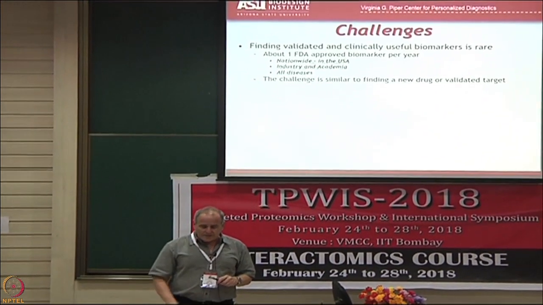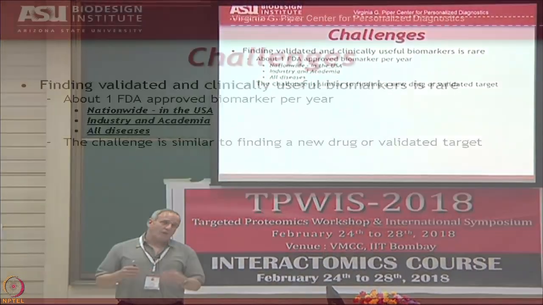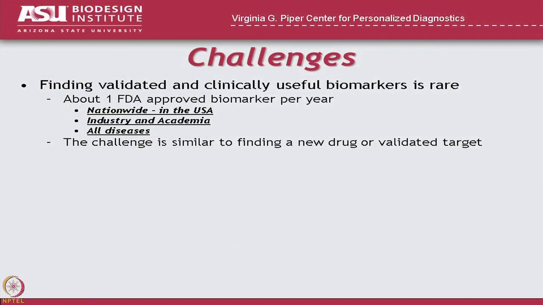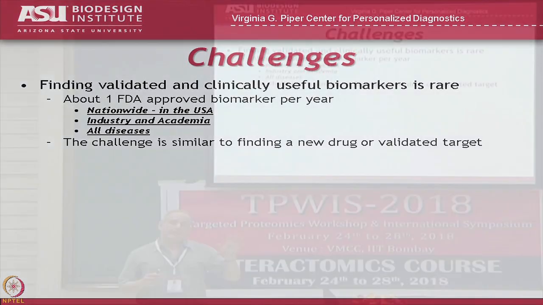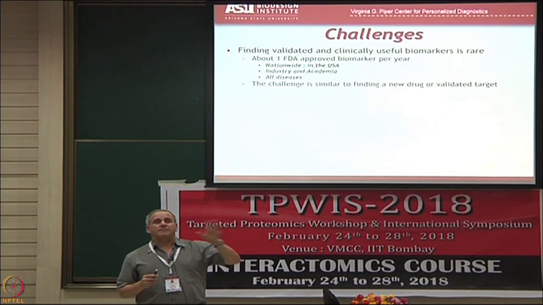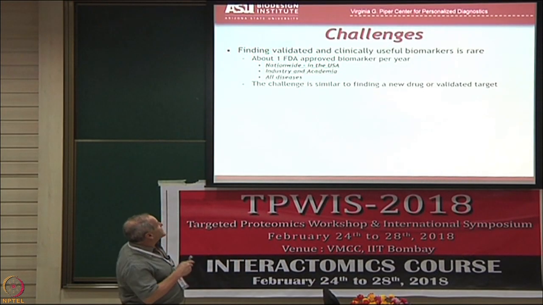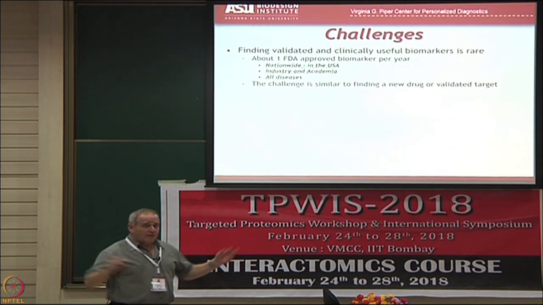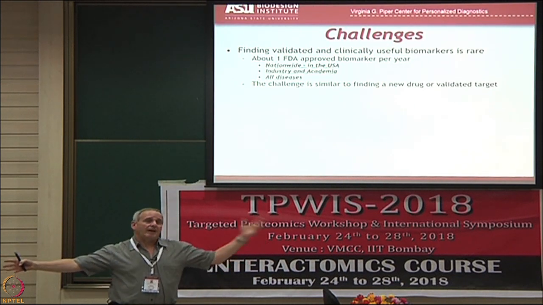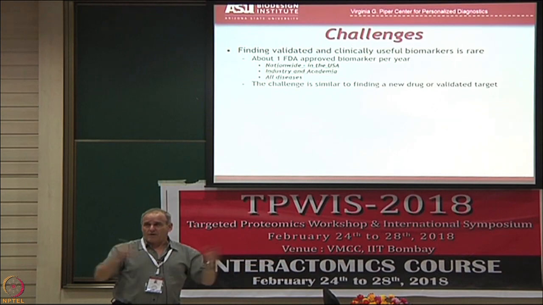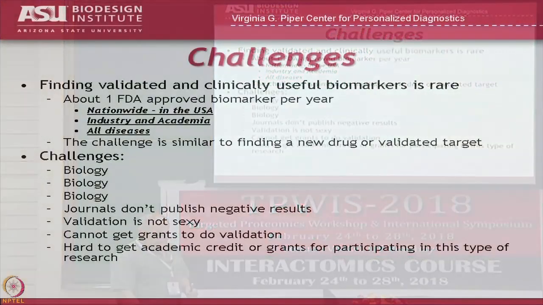Okay, so lots of challenges. Finding a good clinically useful biomarker is very rare. These days in the US, on average, maybe 1 to 2 biomarkers a year will succeed in making it through the FDA. So this is very, very challenging. And that's combining all the work of academia and industry. So all combined, that's all we get.